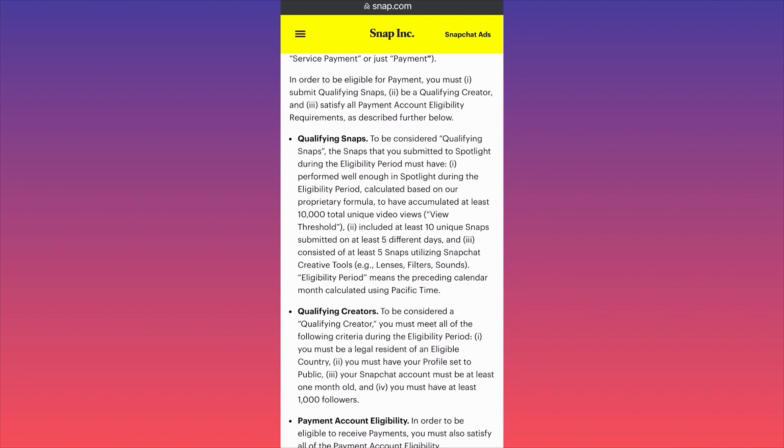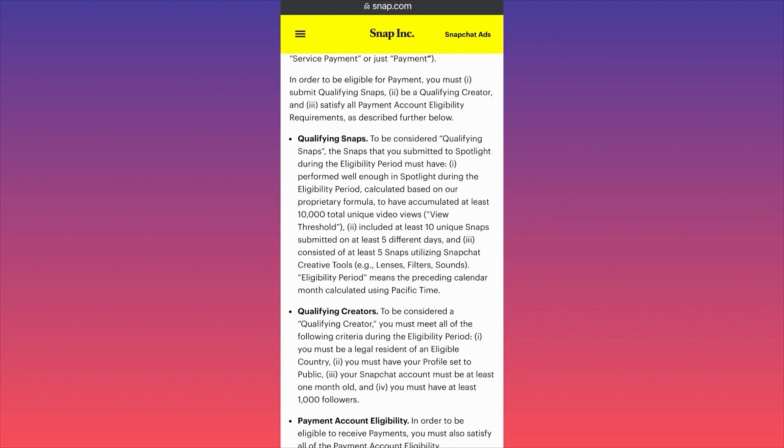First of all, what are qualifying snaps? To be considered qualifying snaps, the snaps that you submitted to Spotlight during the eligibility period must have performed well enough in Spotlight during the eligibility period, calculated based on our proprietary formula, to have accumulated at least 10,000 total unique views, and included at least 10 unique snaps submitted on at least 5 different days.